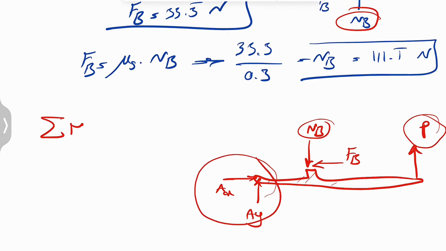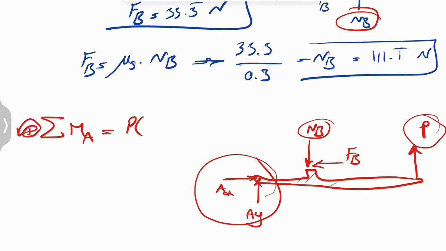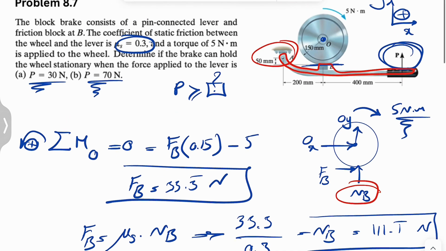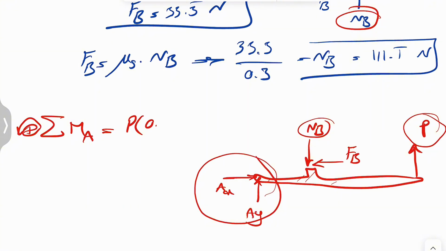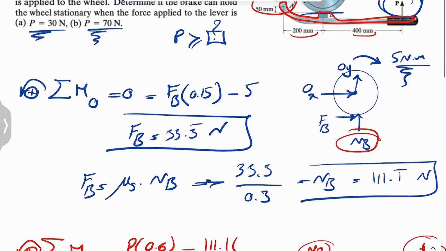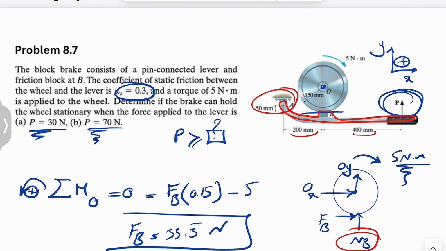Everything is known here other than P and the reactions at A. But if we do the moment about point A, we're going to get rid of Ax and Ay, and the only unknown will be P. So the moment of P about A is going to be counterclockwise, so it's positive P, and the distance from A to B is 200 plus 400, 600 millimeters or 0.6 meter. We have the moment of NB, which is clockwise, so negative. We figured NB is 111.1, and the distance would be 200 millimeters or 0.2. And we have the moment of FB.